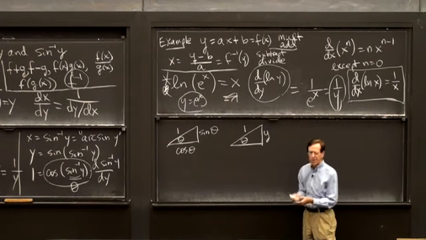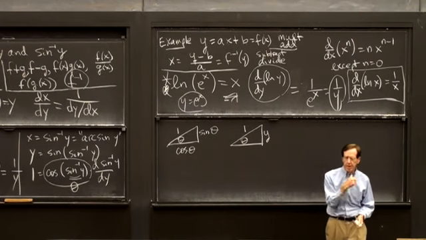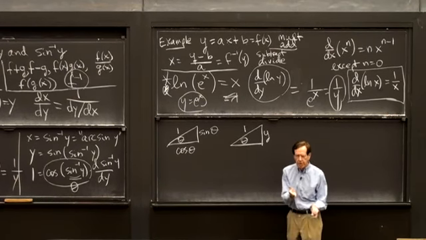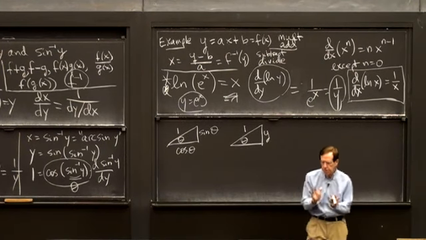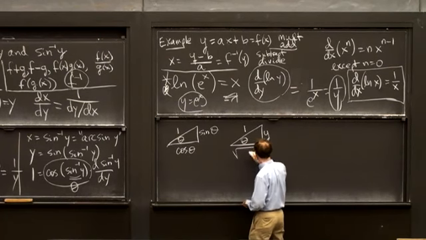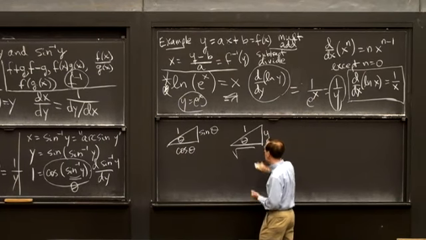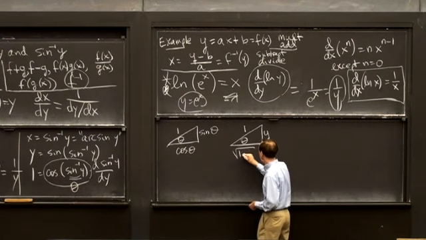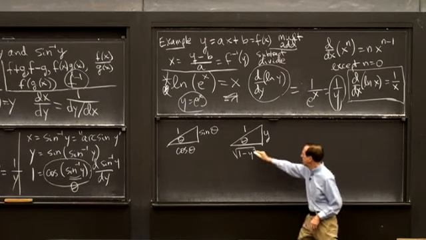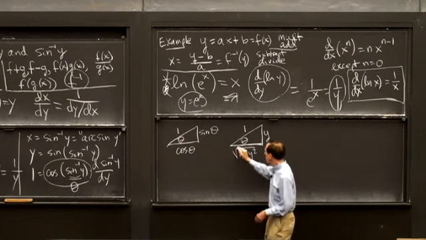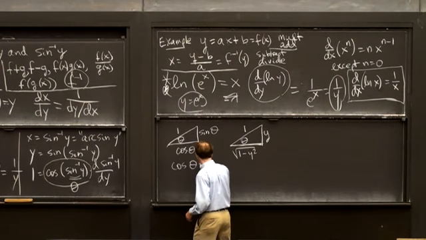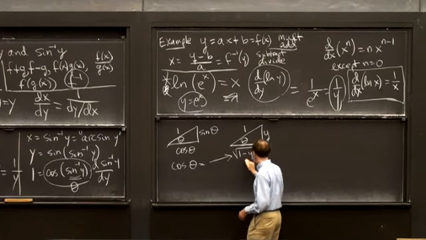And now tell me the other side, because I got to get a cosine in here somewhere. What is this side? Back to Pythagoras, the most important fact about a right triangle. If this squared plus this squared is 1, then this side is the square root of 1 minus y squared. And that's the cosine. The cosine of this angle theta is this guy, divided by 1.